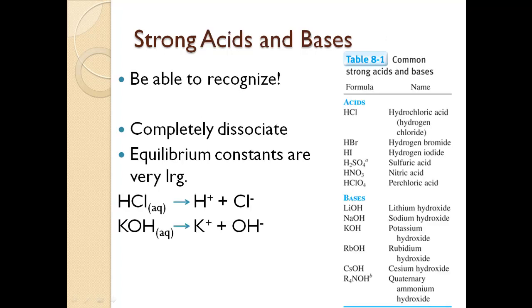This is Table 8.1. I want you to be able to recognize the strong bases and strong acids. They're common. You should have seen them and been familiar with them already from general chemistry, so it shouldn't be that difficult. They completely dissociate, and you're going to notice that the equilibrium constants are very, very large. We're going to be working a lot with equilibrium constants, so you'll notice that these constants are super large compared to the weak acids and weak bases.